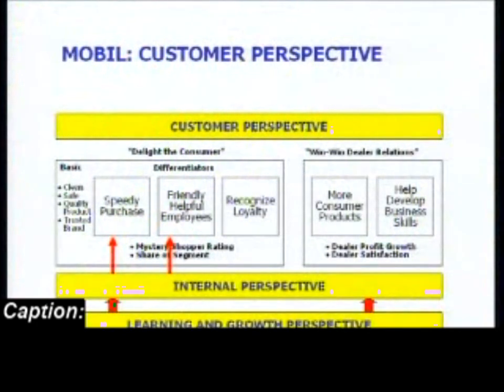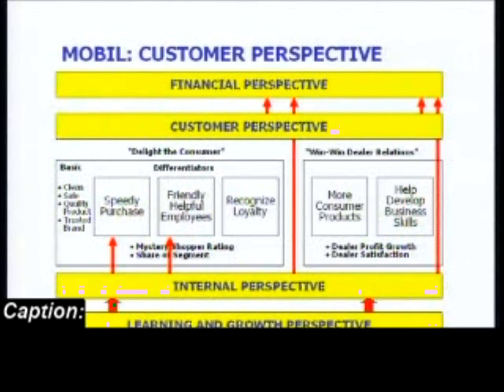Mobil found that the consumer segments that were most profitable for them was roughly about 60% of customers who were very loyal to Mobil or were prepared to pay more for premium brands or for customer convenience. And so their strategies focused on those high-value customers. This led to the financial perspective, and you can see that some of the lower perspectives provide arrows feeding up to the higher perspective strategies.